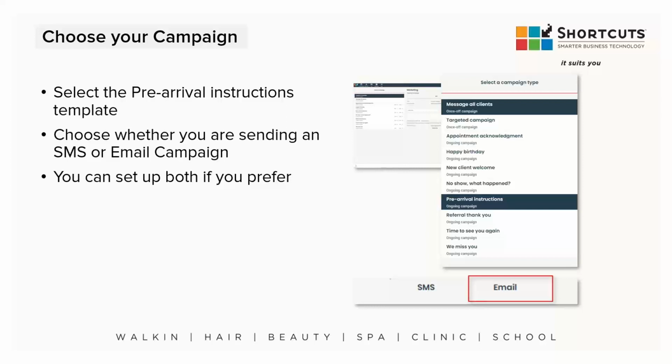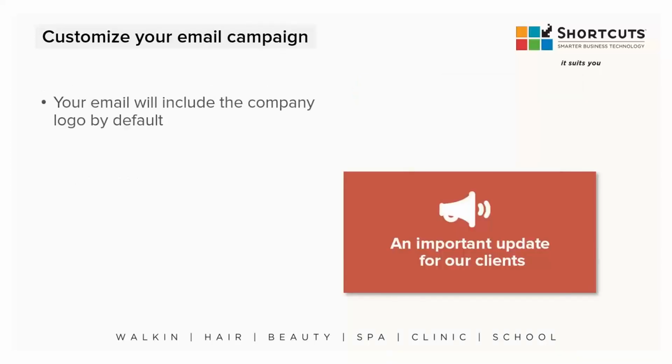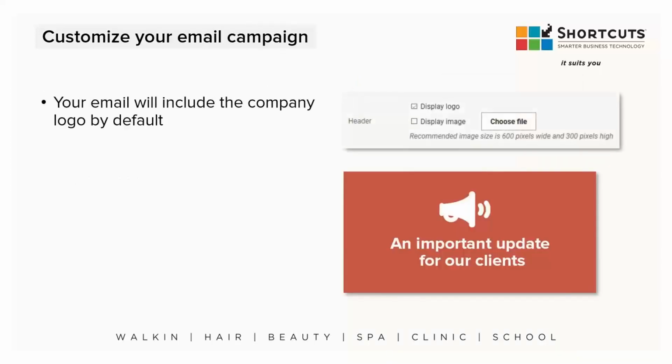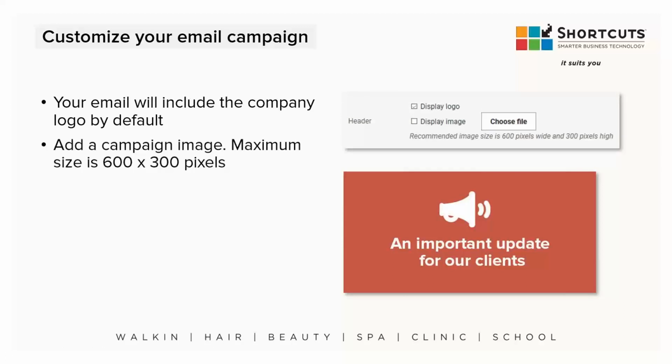And you can set up both an email or a text, or both if you prefer. So in this case, we're going to choose the pre-arrival instruction one, and then we're going to put in the rules for our business. Now, by default, every one of those email templates will include your social media, will include your business logo, your business links.